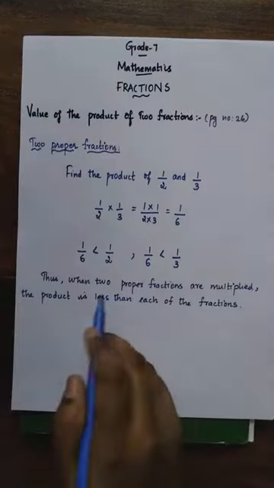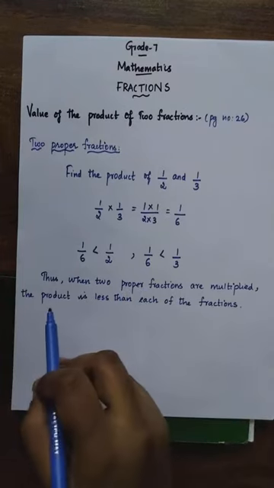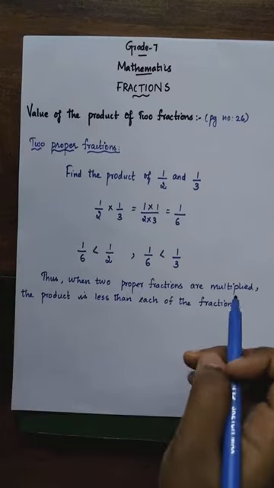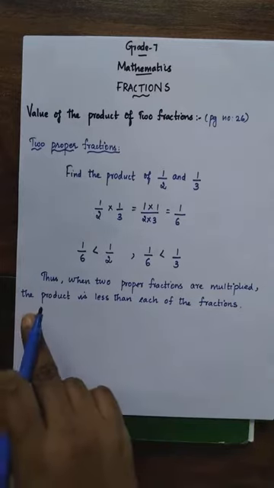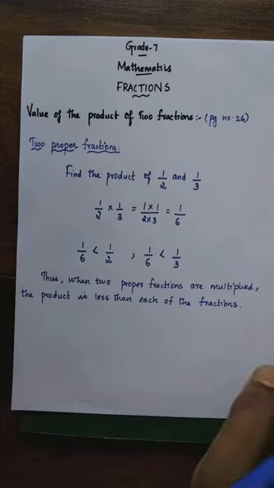So thus when two proper fractions are multiplied, the product is less than each of the fractions. Do you all understand? When you are multiplying two proper fractions, the product is less than each of the fractions.